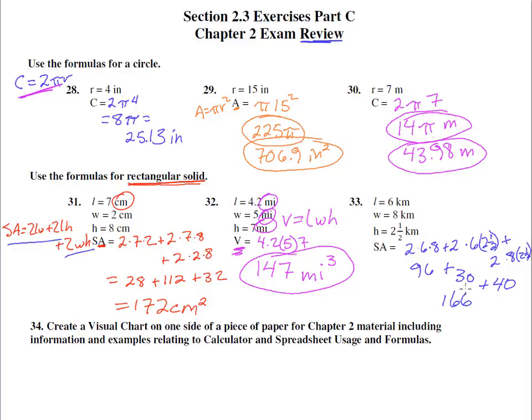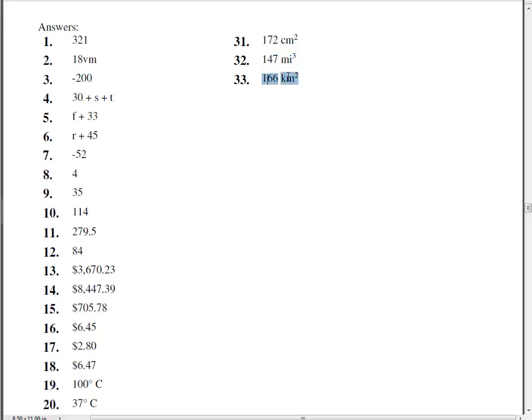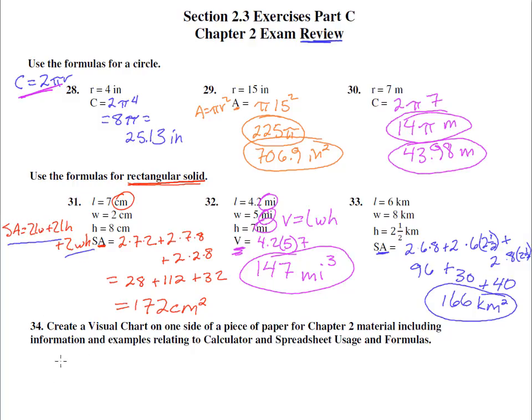Notice we're in kilometers, so we have kilometers. This is an area, so it will be to the second power. 166 kilometers squared. And we check our answer, and it is correct. The final one, 34, is creating a visual chart. A visual chart was where we had a piece of paper and we divided up everything that we had learned. Here it's for chapter 2 material.